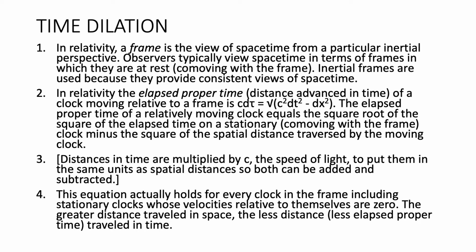In relativity, the elapsed proper time of a relatively moving clock is equal to the square root of the square of the elapsed time on a stationary clock minus the square of the spatial distance traversed by the moving clock. This equation actually holds for every clock in the frame, including stationary clocks, whose velocity relative to themselves is zero. The greater the distance traveled in space, the less elapsed proper time traveled in time.